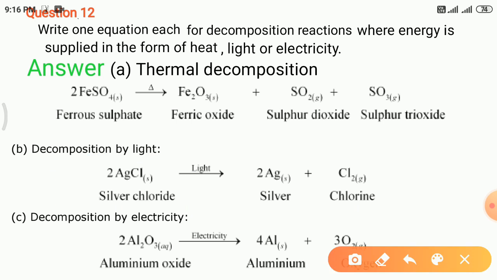Now, decomposition by electricity. In this, we will go through electrolysis. For example, Al2O3, aluminium oxide, divides into aluminium and oxygen gas. That is the example of decomposition by electricity. Here you can also give the example of the decomposition of water, where water decomposes and gives hydrogen and oxygen gases.